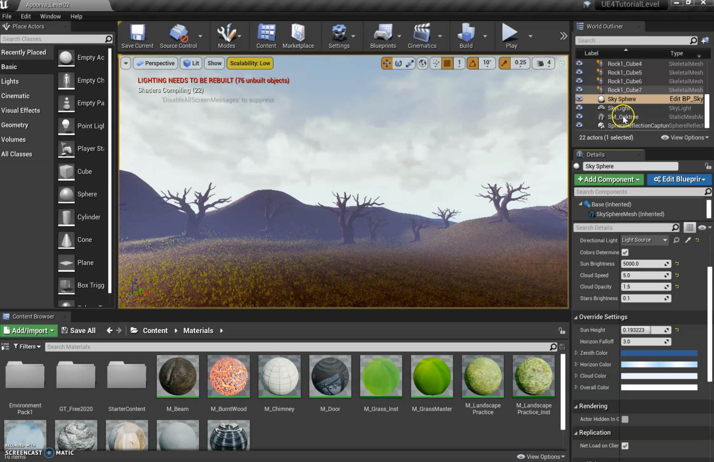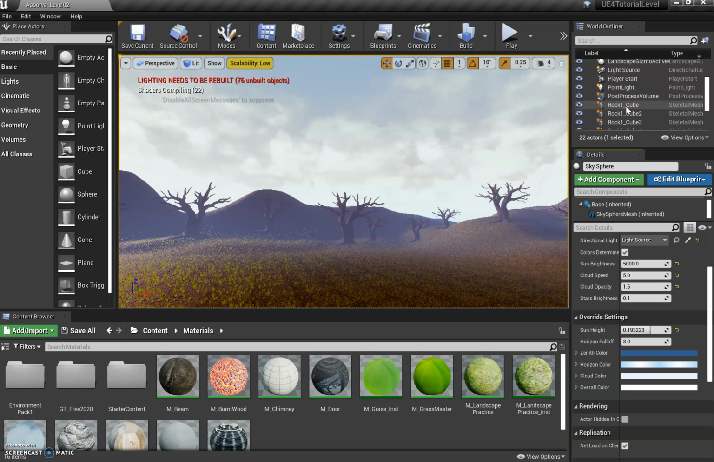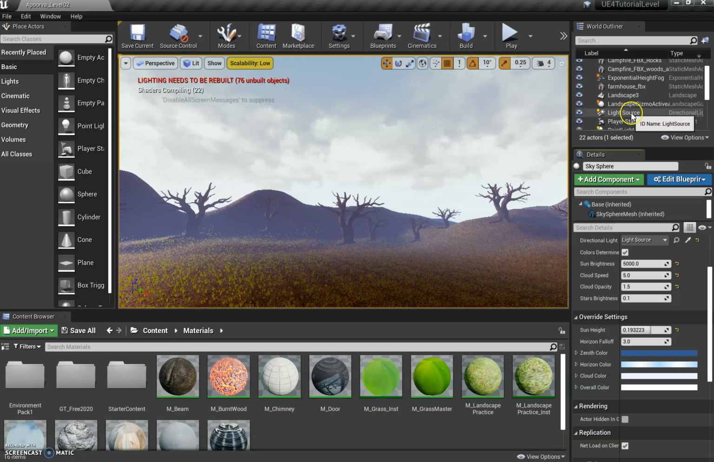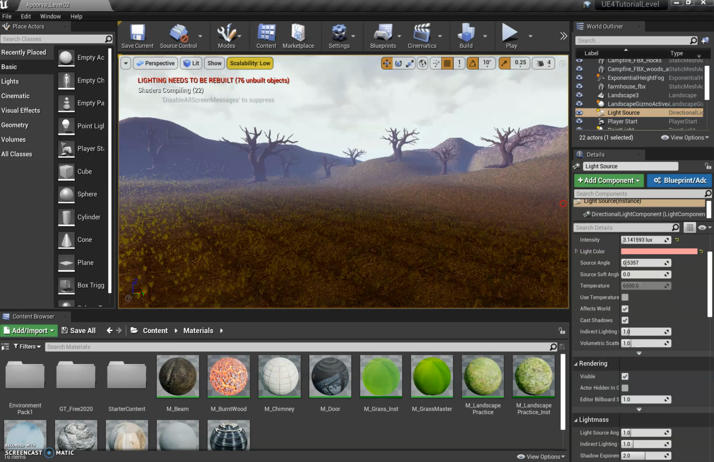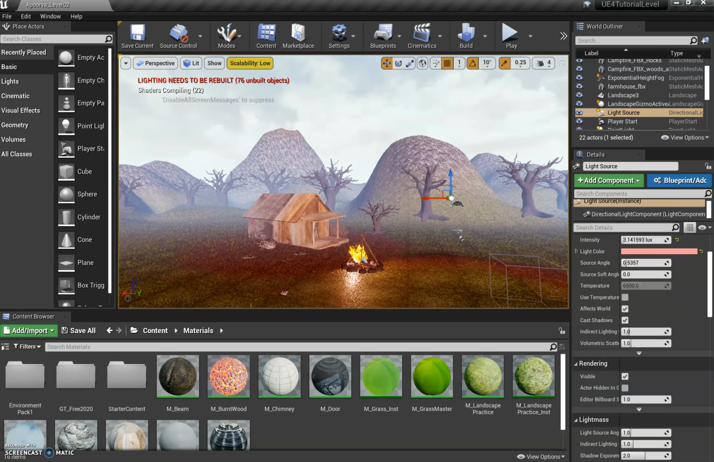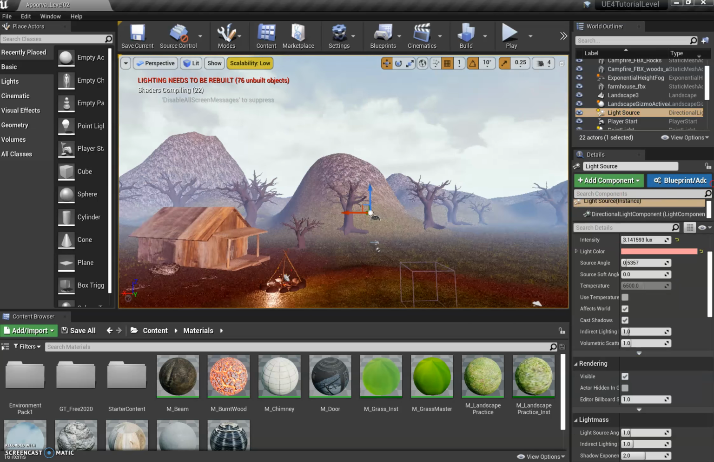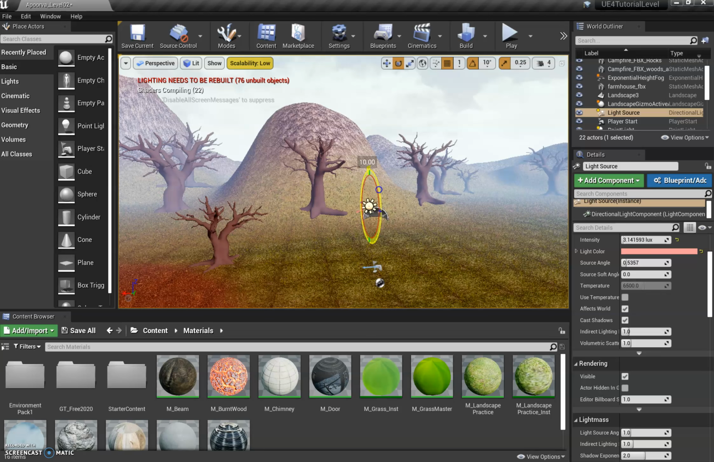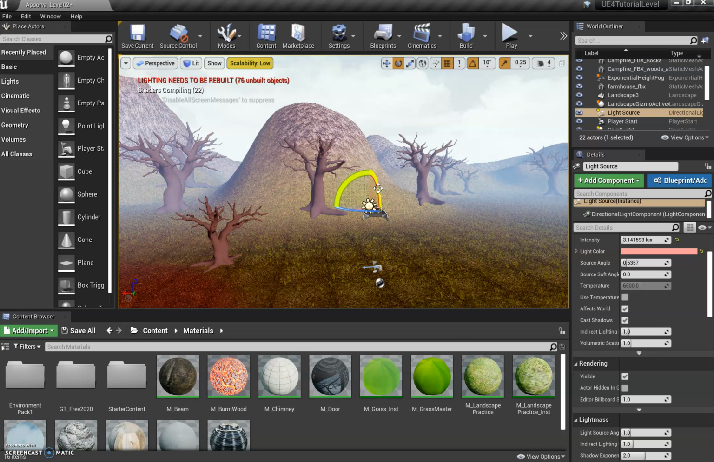We have the sun, which, I believe, goes along with the light source here. My frame rate's really bad, so just bear with me here. You have the light source right here. We messed with the rotation on that a bit. You can rotate it to change the lighting. I rotated it to make it more believable that it was around evening time.